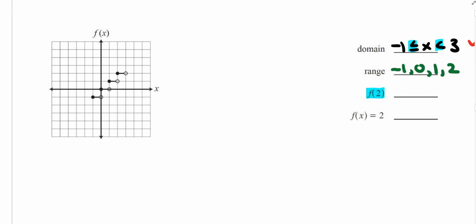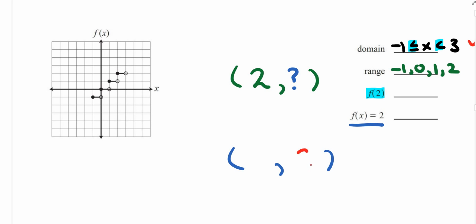What about f of 2? What does that really mean again? What that means is your x value is 2, and I want to know what the y value is. And for this question here, it's the opposite. We're telling you that the y value is 2, and I want to figure out what the x value is. So that's it for these particular questions, to finish off this graph here.